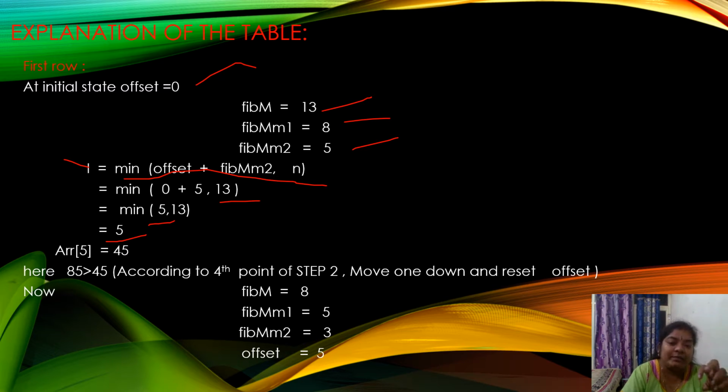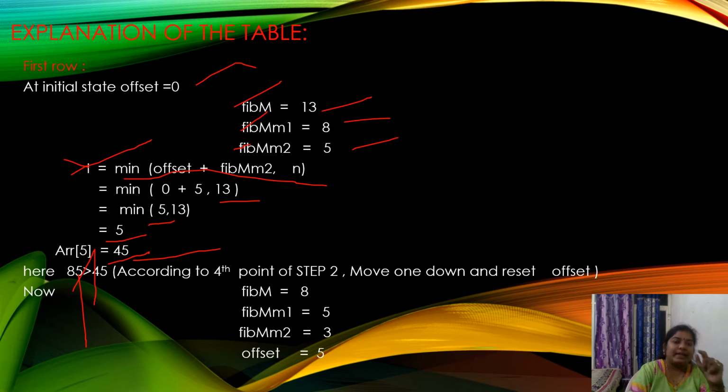What is the fifth element in that array? That is 45. So these are the values in the first row: the Fibonacci numbers M, M1, M2, and I. Next, the corresponding operation is the most important. Here the element is 45 and our target element is 85. Compare the existing element with our target element. 85 is greater than 45.